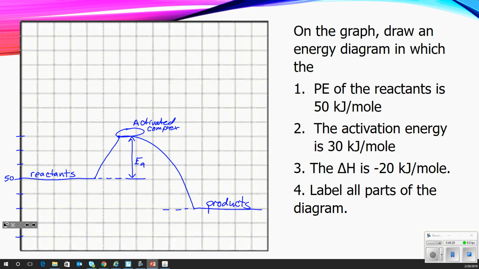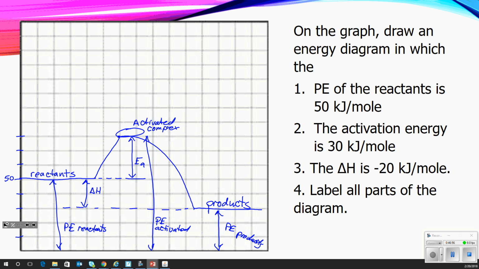From here to here is my delta H. From here to here is my potential energy of my reactants. From here to here, potential energy of my products. And from here to here, potential energy of the activated complex. So you should be able to draw a graph as well as read a graph. Okay?